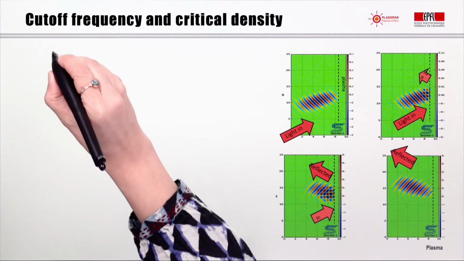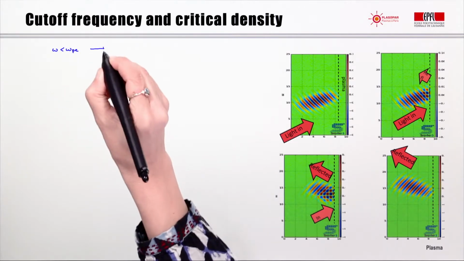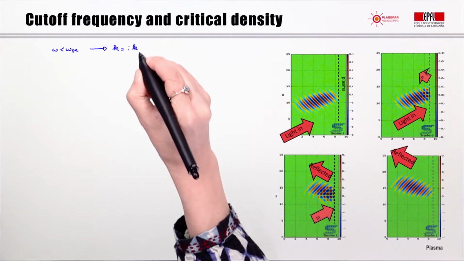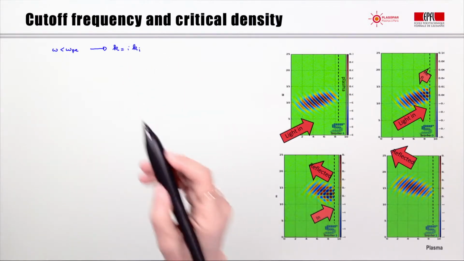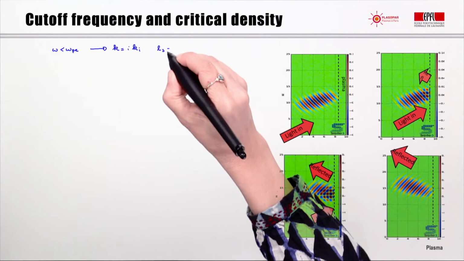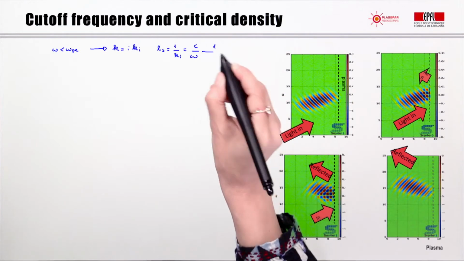Let us now go back to the dispersion relation. If the frequency is below the plasma frequency, as we have seen, there can be no propagation and k becomes purely imaginary. An imaginary k means that the wave becomes evanescent, and it will only exist and penetrate in the plasma up to a small length that is called the skin depth. This length is equal to the inverse of the imaginary k.